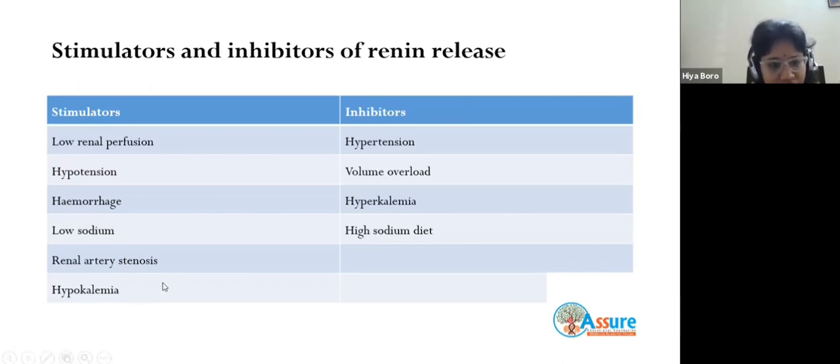Similarly, hypokalemia. Okay, so see, potassium has got opposite effects on renin and aldosterone. Hypokalemia is a stimulator for renin release, whereas hypokalemia is an inhibitor of aldosterone release. Then hypertension, volume overload, hyperkalemia, high sodium diet, these are inhibitors of renin release.